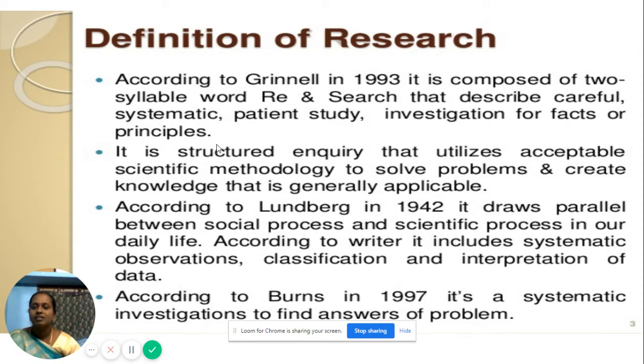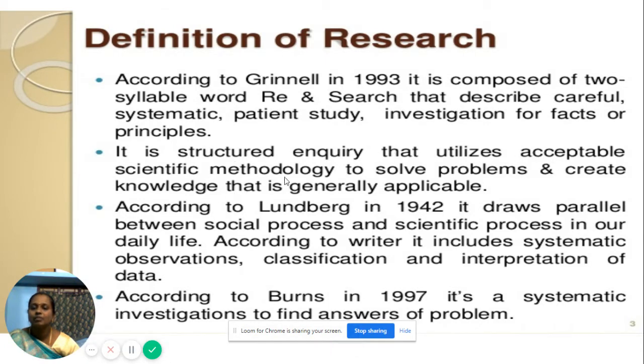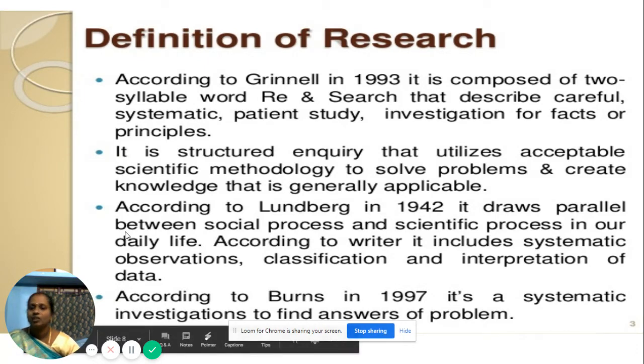We are doing systematic scientific study, doing a lot of inquiry and finding out the facts. That is known as research. It is a structured inquiry that utilizes acceptable scientific methodology. Research is considered a scientific methodology to solve problems and create knowledge.